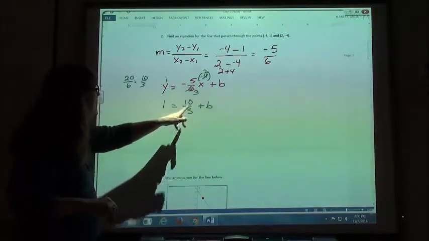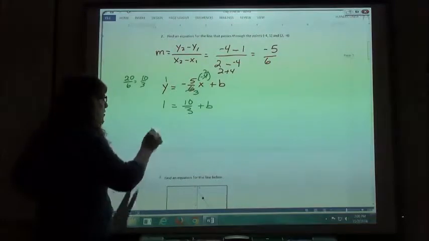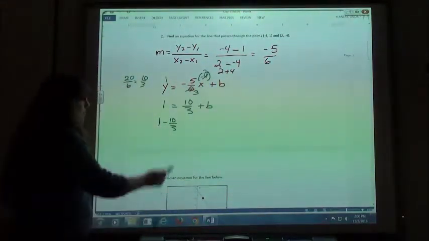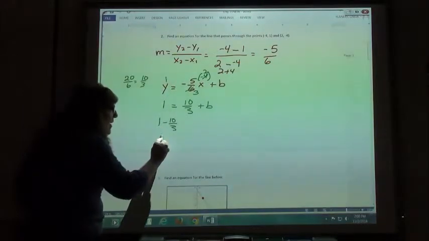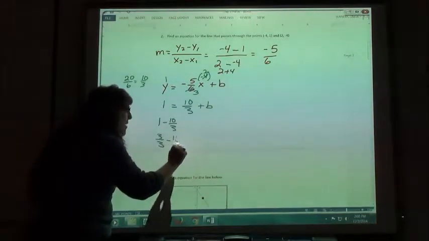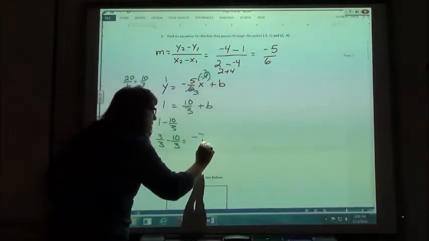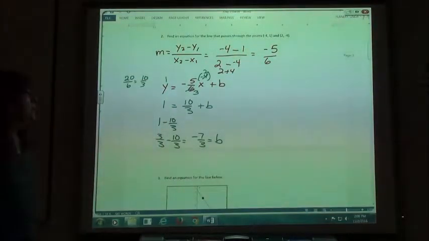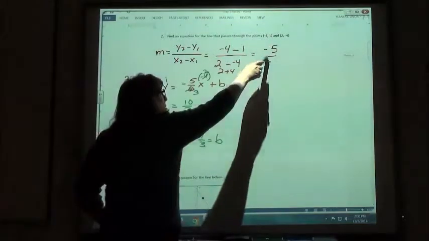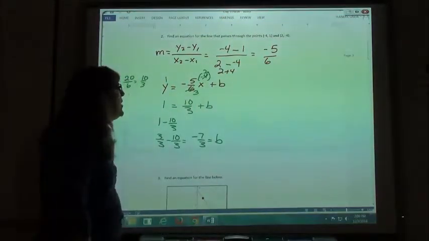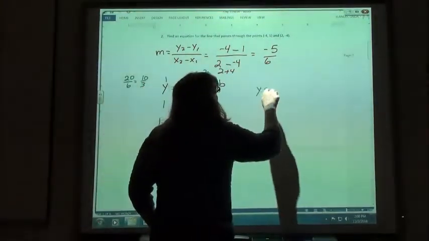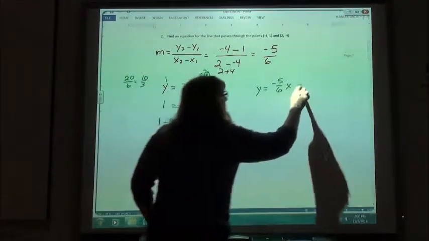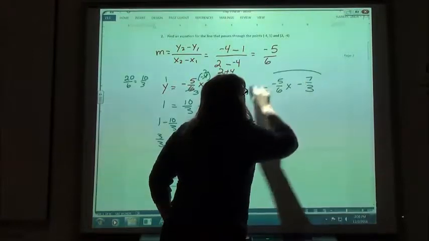We have to solve this, so we have to subtract our 10/3. 1 minus 10/3. Again, I'm going to take the 3 times the 1, which makes that 3/3. 3/3 minus 10/3 would be negative 7/3 for our b value. So now that we know both the slope and the y-intercept, we can write the equation of our line. Y equals negative 5/6 x minus our 7/3.